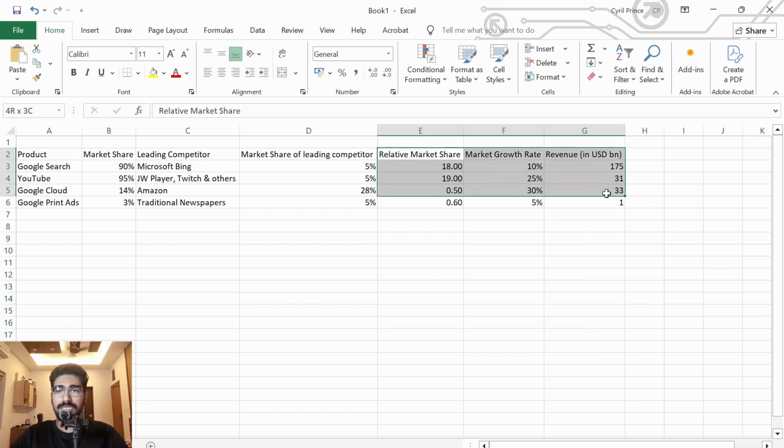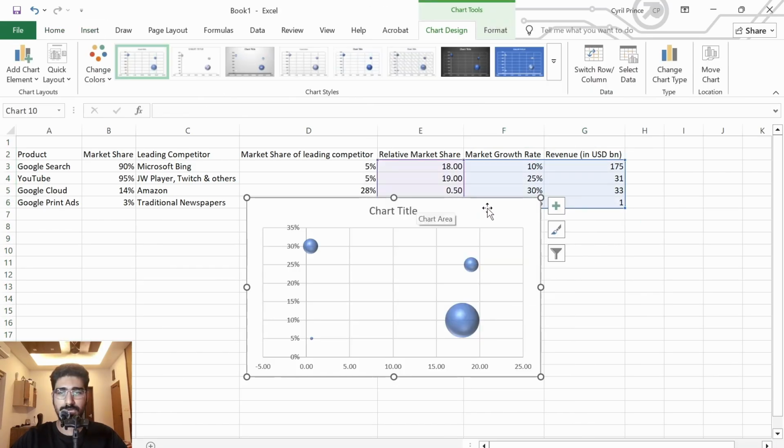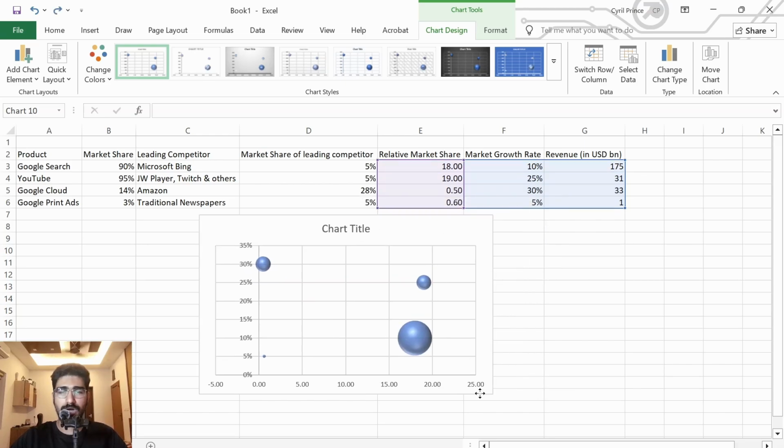So once we have all this data, click on charts, and then we will click on this 3D bubble chart. So this is exactly what we need. We just need to now start customizing the axes and the titles.